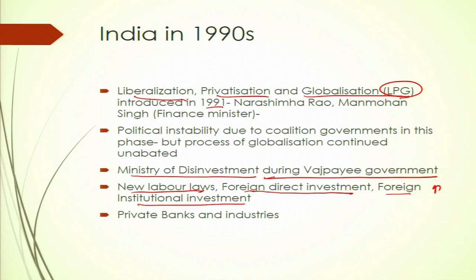And thus, a new kind of aspiration, a new kind of optimism, and a new kind of understanding of socio-economic and political reality started emerging in India. People were upbeat. At the same time, they were also cautious, and they had their doubts about what direction India was moving towards. Private banks and private industries started coming up. The roadside billboards started changing across India.